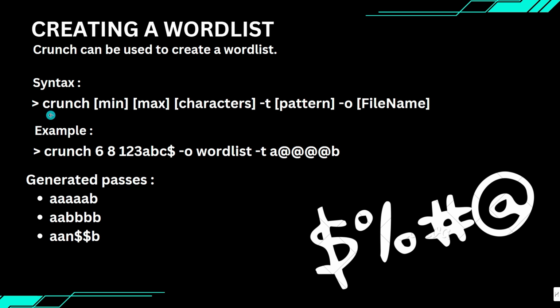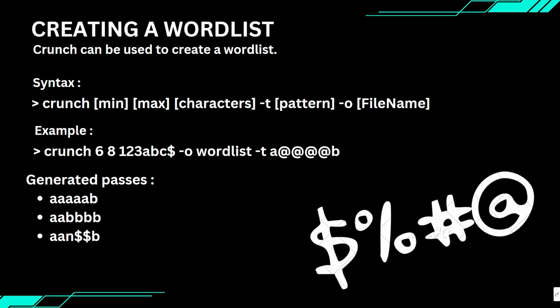All you have to do is just put the name of the tool and then you specify the minimum number of characters for the password to be generated. Then we are going to specify the maximum number of characters for the password. Then you specify the characters that you want to generate passwords from. For example, you can put all lowercase characters, all uppercase characters. You can put numbers, digits, or you can specify a smaller number to make the word list smaller.